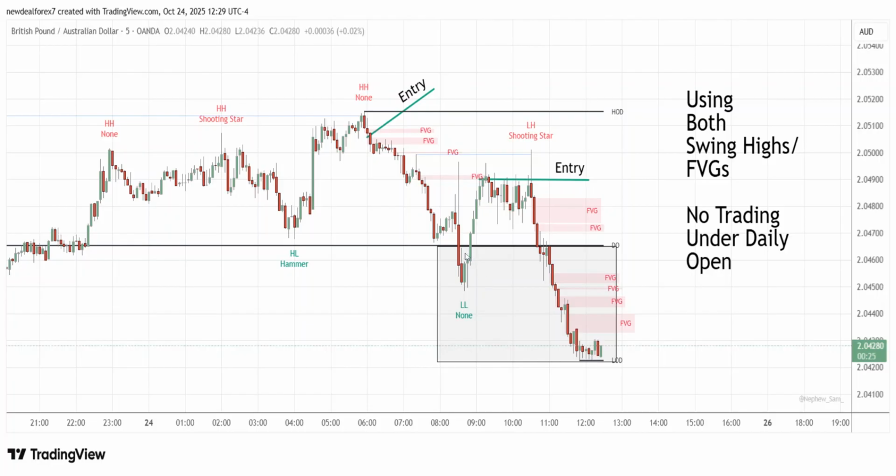Once price goes below the daily open, okay, we're not interested in that. We're not trying to go short below the daily open. That just doesn't interest us, all right? So it's very important to know when to get in the market and when to stay out of the market, depending on your bias for the day.